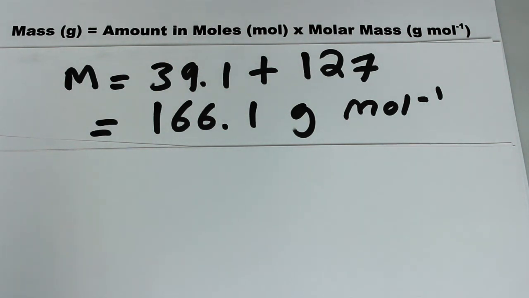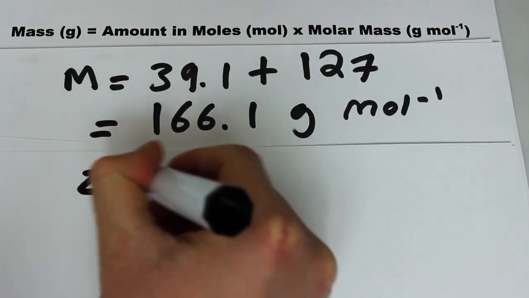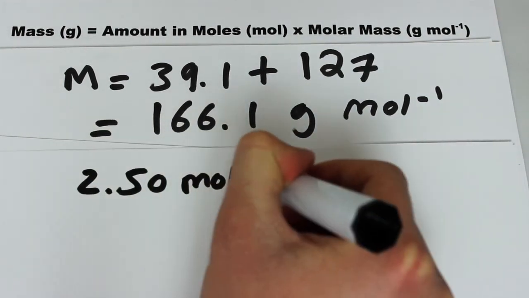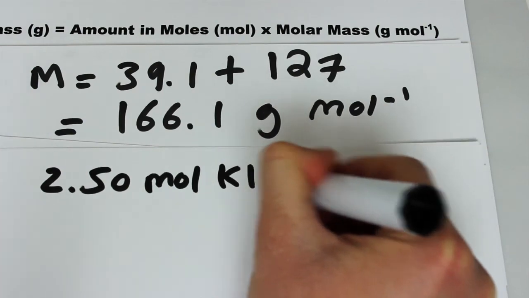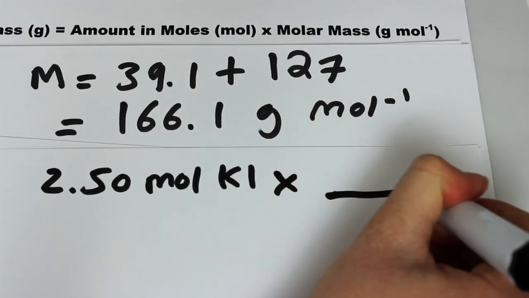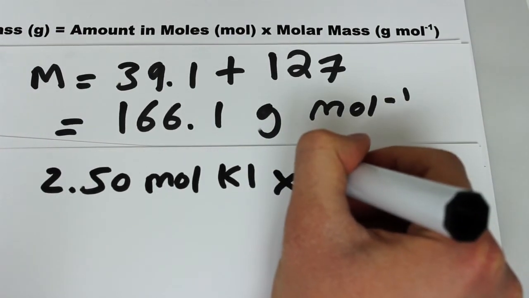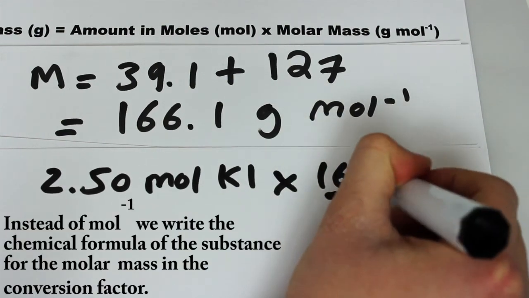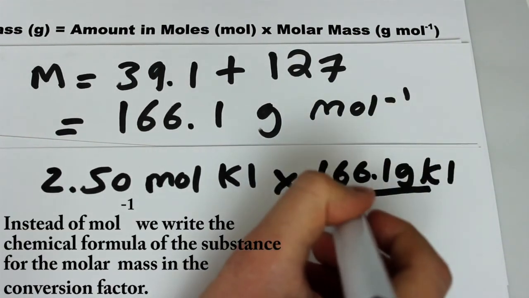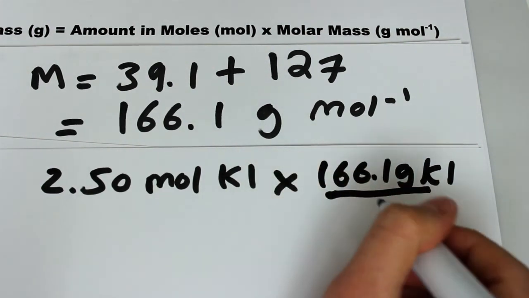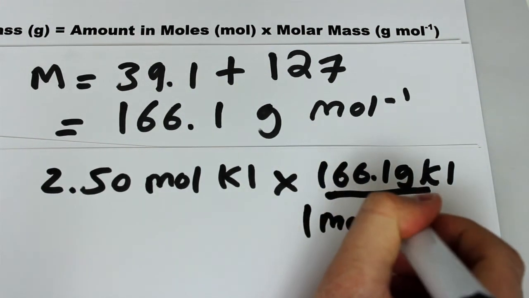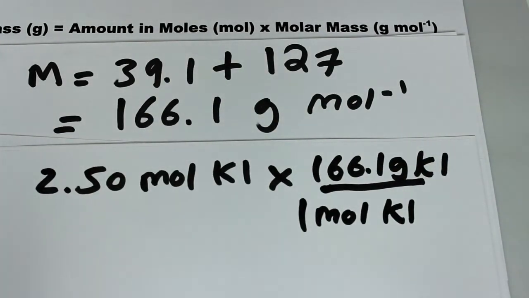Okay, so now we know the molar mass of potassium iodide, we can now organise this calculation to include a conversion factor that will allow us to cancel out the unit we don't want for our answer, which this time is moles of potassium iodide. So to do that, we must take the amount in moles of potassium iodide present in the sample, which is 2.50 moles of potassium iodide, and then we must multiply that by a conversion factor that consists of the molar mass of potassium iodide, which is 166.1 grams, as the numerator, and as the denominator we have the equivalent value of that, which is 1 mole of potassium iodide, because the molar mass is the mass of 1 mole of the substance.